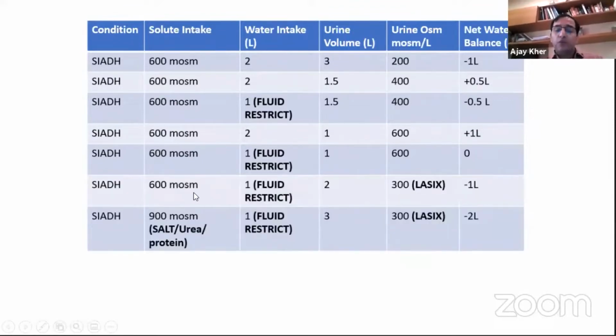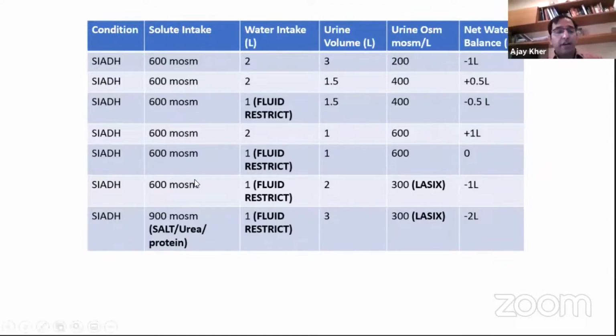So now you have 2 options. One option is to add Lasix, or furosemide. What that will do is bring the urine osmolarity down from 600 to close to isoosmolar, around 250 to 350. So we've taken 300 as an example. Now this person will excrete the 600 milliosm in 2 liters. If they're fluid restricted to 1 liter as well, they'll be negative 1 liter, and that will allow the hyponatremia to get better every day with this extra free water excretion.